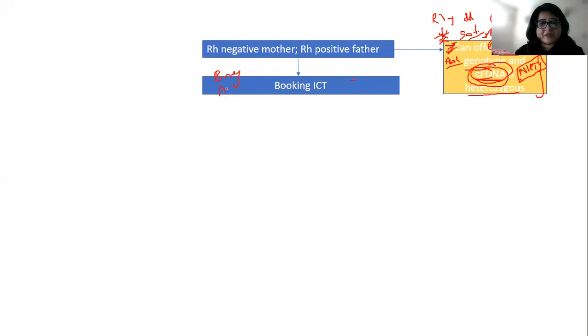Now going to the main thing. Say a patient comes in the OPD, she's B negative, husband is A positive. What is the first thing you do? The first thing we do is a booking indirect Coombs test, and the ICT will tell us basically if she's isoimmunized or not. I'm not going into the details, the basics; all that is in my YouTube lecture, you can check that out. But let us just quickly go to the simple management.